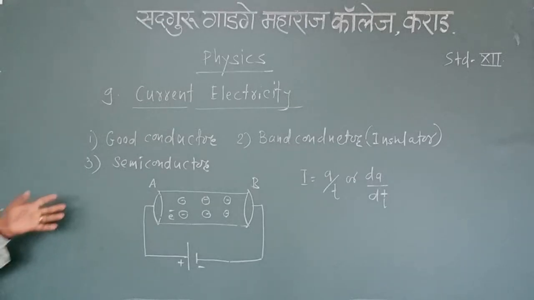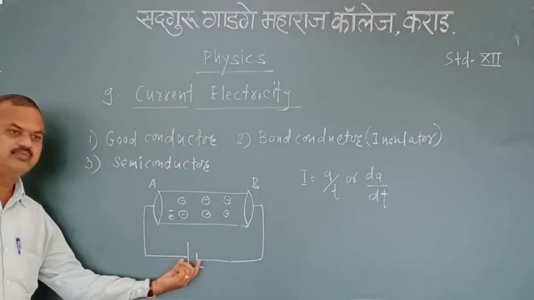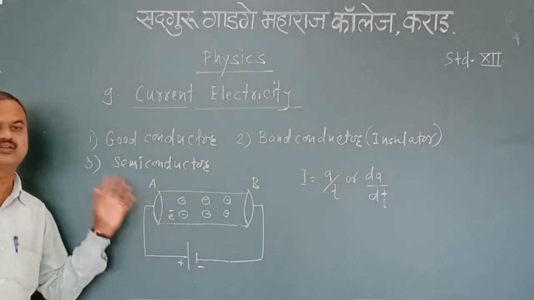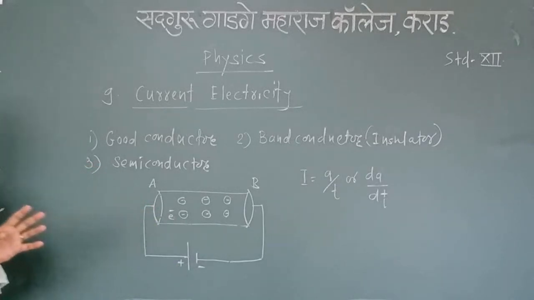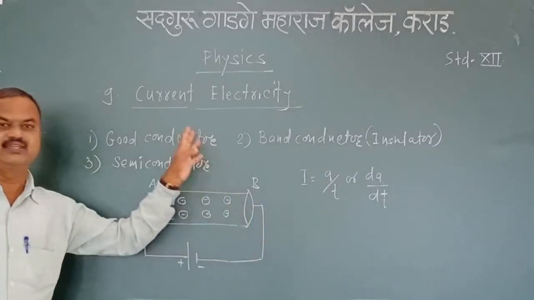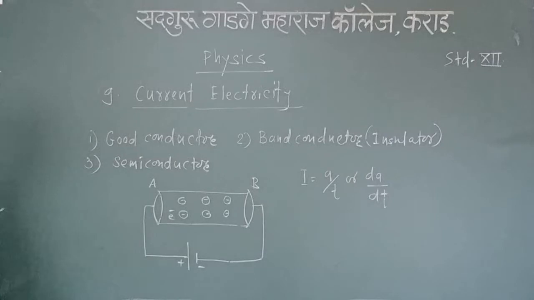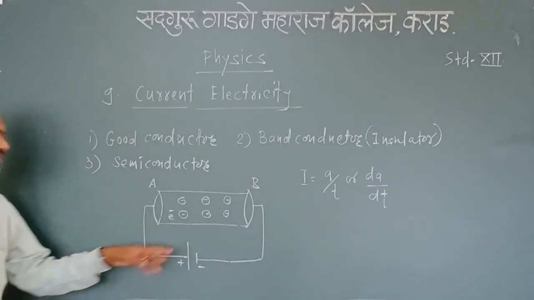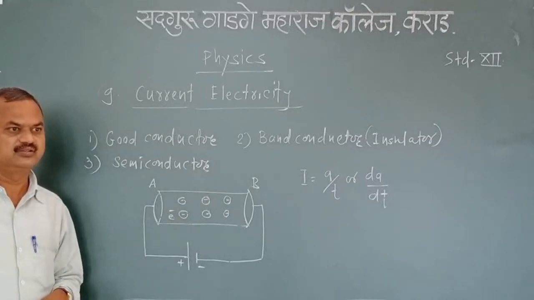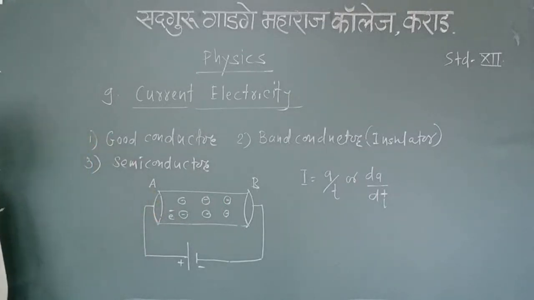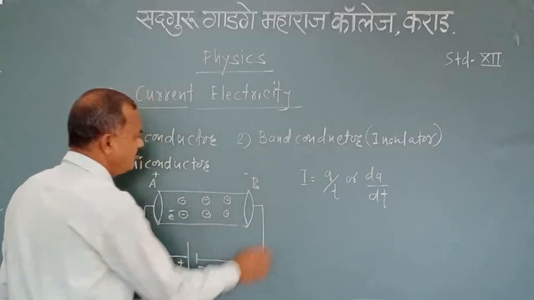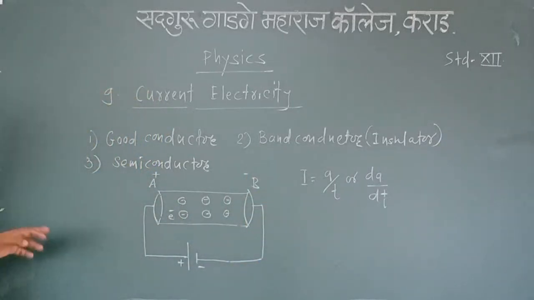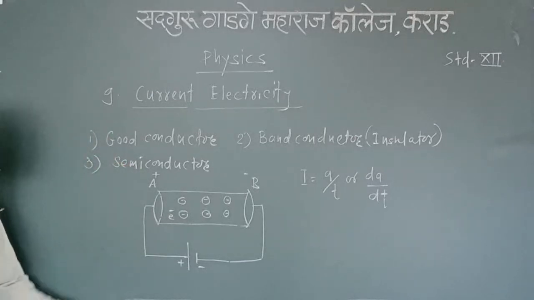In order to flow the charge through the conductor, we have to apply a potential difference by means of a battery across the conductor such that the positive terminal of the battery is connected to end A of the conductor, whereas the negative terminal is connected to end B. Due to that, end A is at positive potential, whereas end B is at negative potential. That is, end A of the conductor is at higher potential, whereas end B is at lower potential.